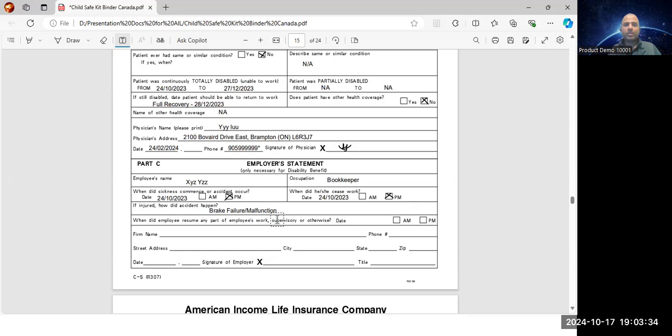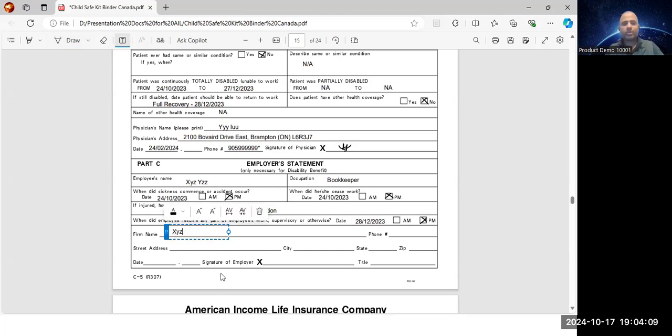When did the employee resume any part of the employee's work, supervisory or otherwise? In here, you're going to type one day after he was discharged. So let's say he was discharged on the 27th, and he started working on the 28th of December. Again, this information should match the information in Part A and B to prevent any delay in your claim. Firm name, this would be the name of the business or your employer.